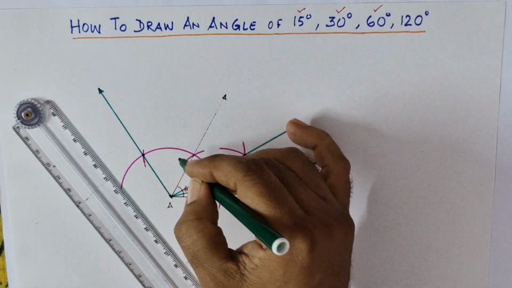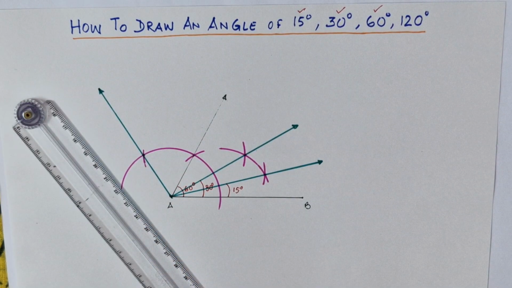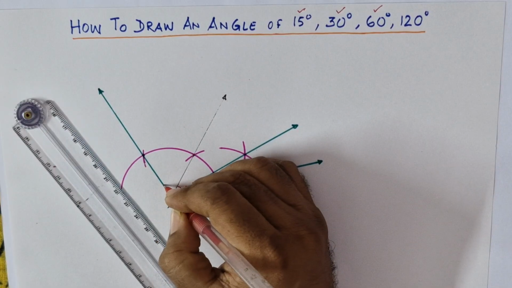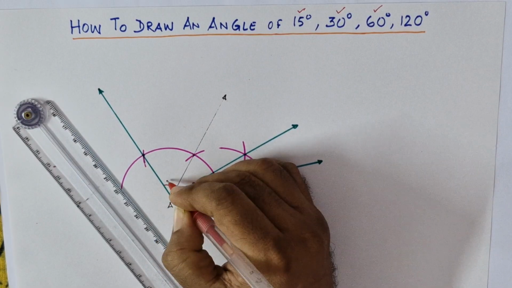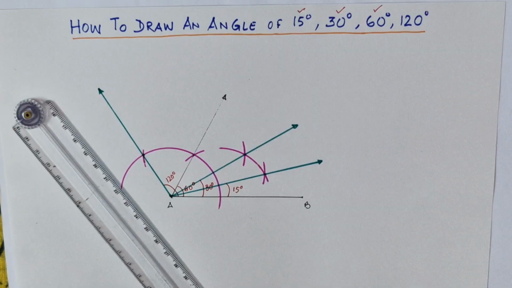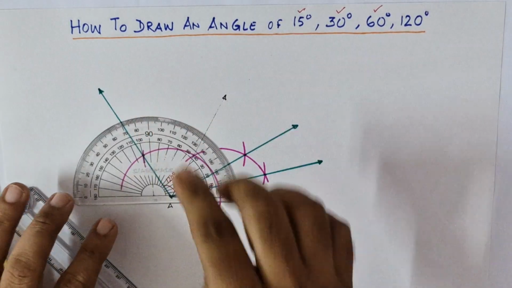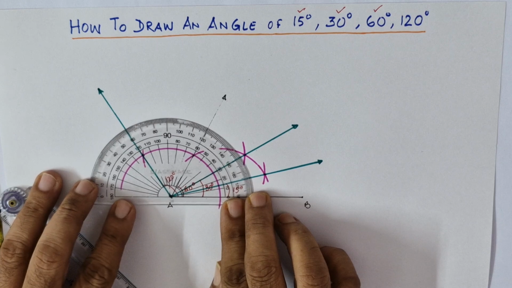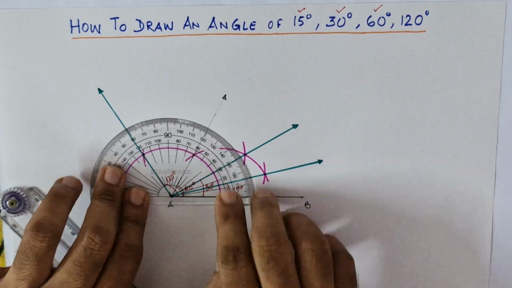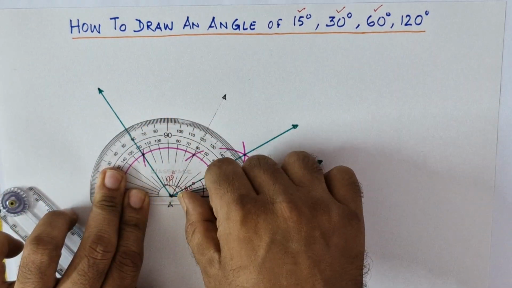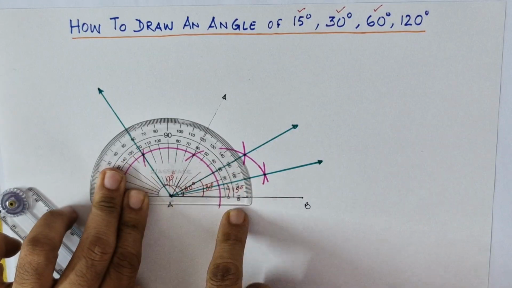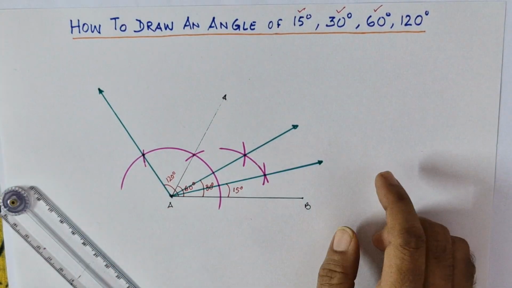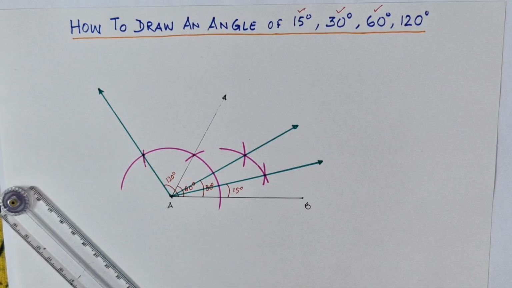so this whole angle is 120 degree. So this one is 120 degree. So let's measure this. So this is 60. So this is 120. See, this is 120. So this is how you can draw a few angles without the help of the protractor but with the compass only.